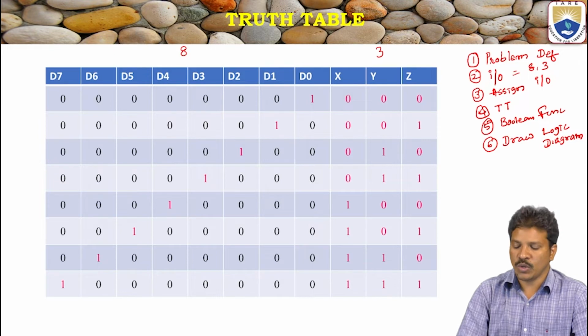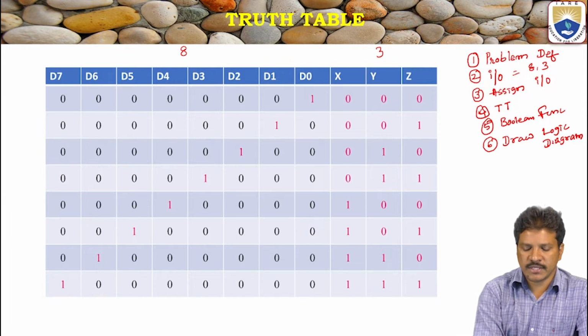But according to the definition of the encoder, among 2 power n input lines, at a time one input is active and its corresponding output needs to be generated. So at a time one input is active means the remaining all are inactive. In order to reduce all the combinations of 2 power n, we consider only one particular input active and the remaining all zeros. So we can consider all those combinations.